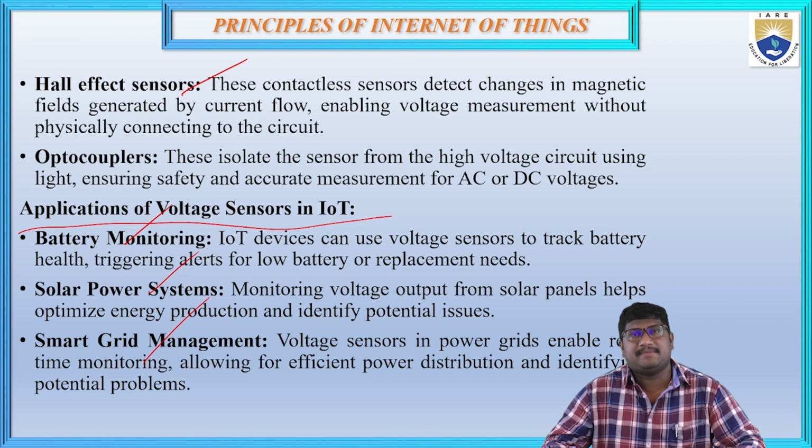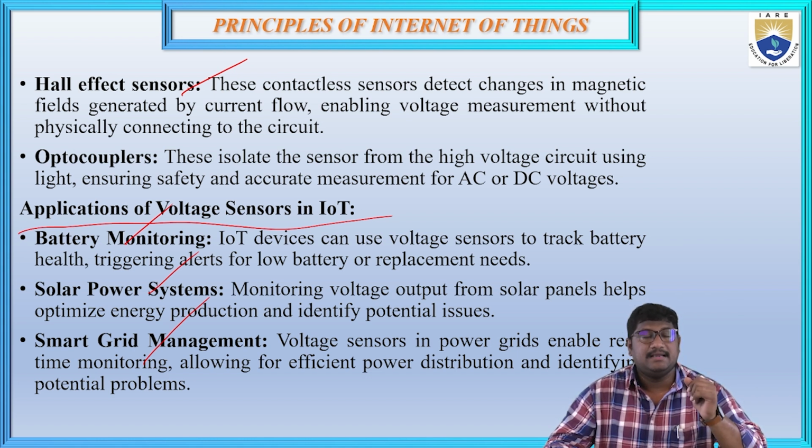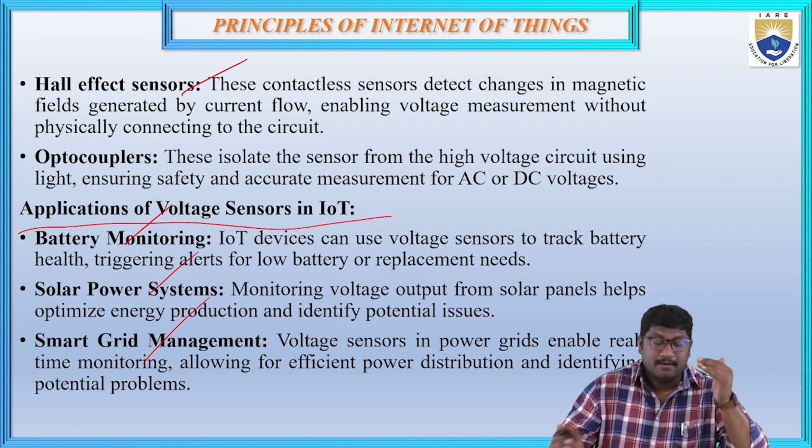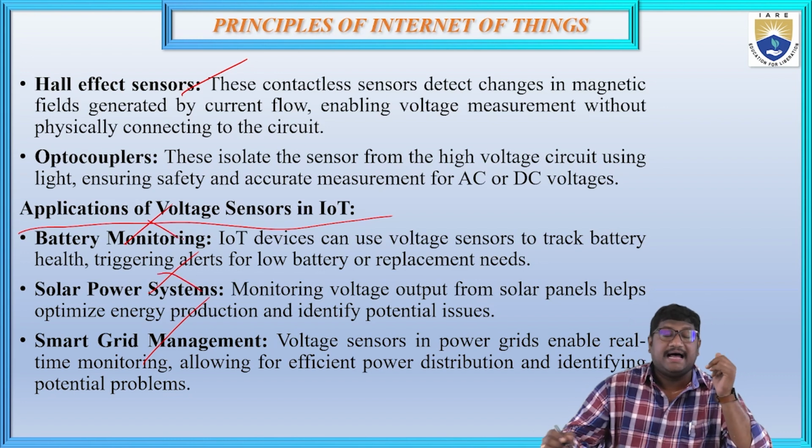In this solar power management, the monitoring of voltage output for solar panels is going to be very helpful for optimizing the energy production and also for identifying the potential issues. These are the two applications which we discussed now.